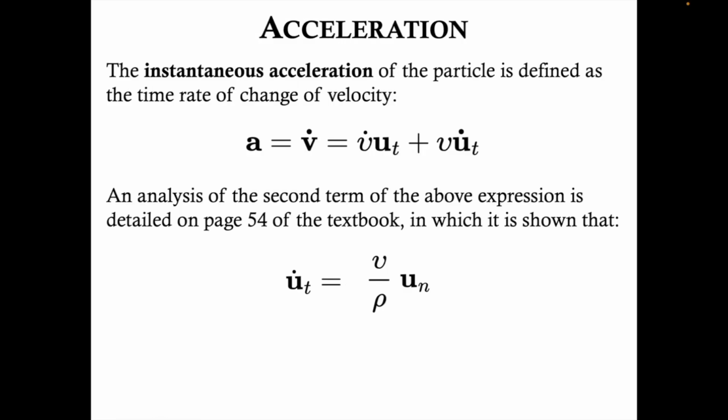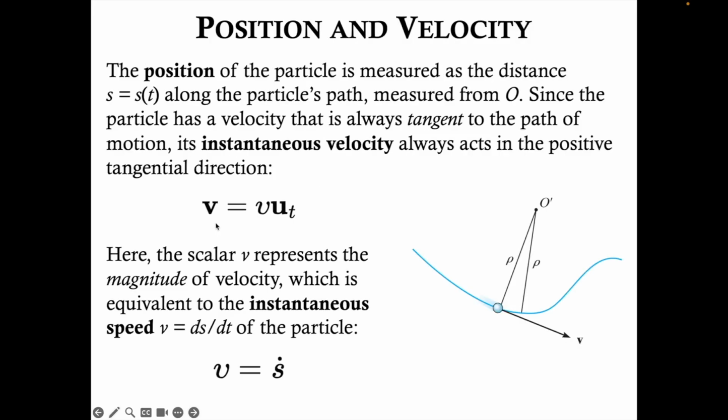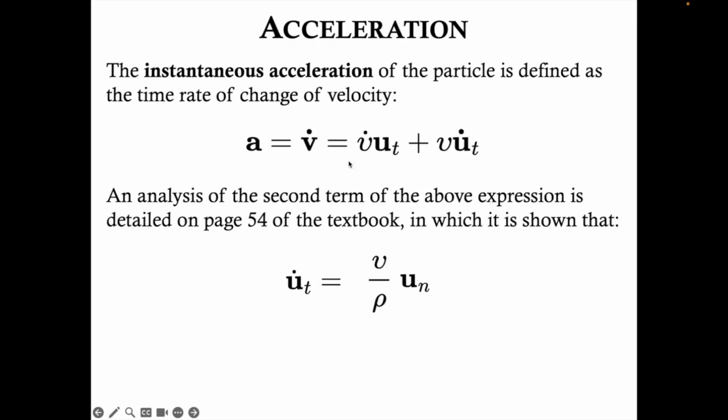The instantaneous acceleration of the particle is defined as the time rate of change of velocity. So the acceleration vector a is by definition v dot, the first time derivative of the velocity vector. And we know that the velocity vector v can be expressed as scalar v times the unit vector u sub t. Applying the product rule, that would be equivalent to v dot u sub t plus v times u sub t dot. An analysis of the second term of the above expression is detailed on page 54 of the textbook, in which it is shown ultimately that u sub t dot equals v over rho times u sub n.